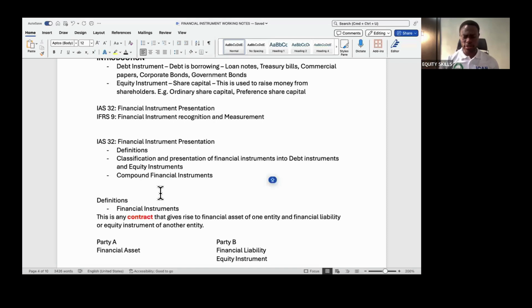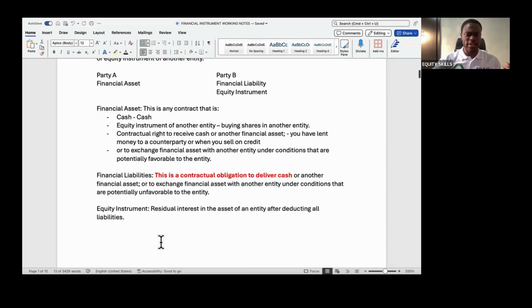So we started with the definitions. You need to understand that a financial instrument is any contract that gives rise to a financial asset of one entity and a financial liability or equity instrument of another entity. We explained that in detail. We also went on to financial assets, financial liability, and equity instrument. We explained all of that. And I went into how you then present a financial instrument as either debt, that is financial liability, or equity. I used scenarios for that.